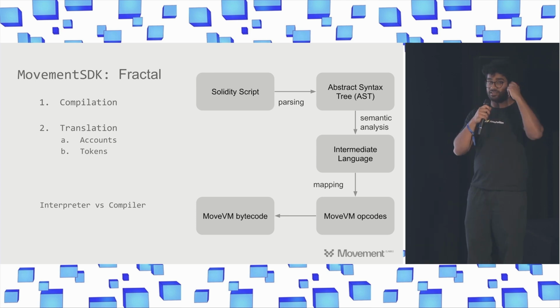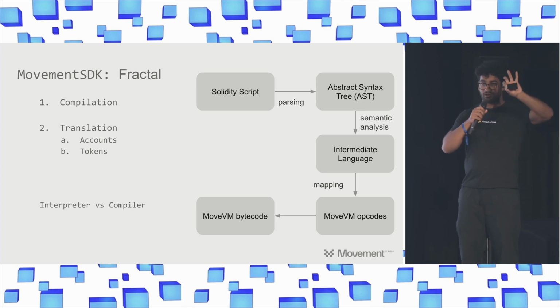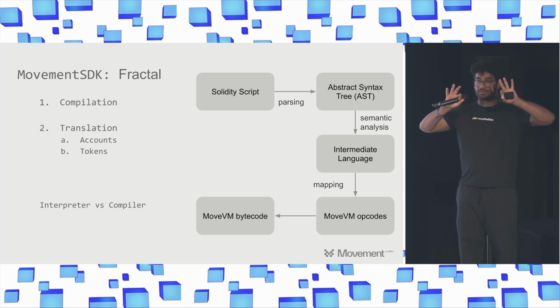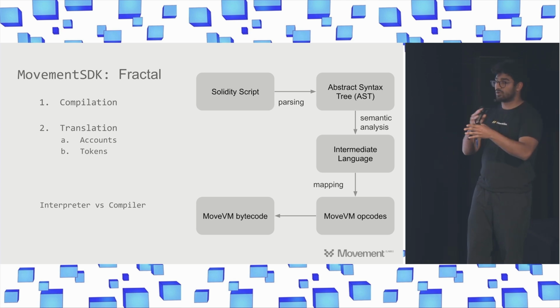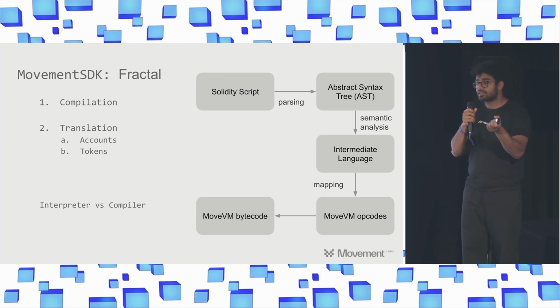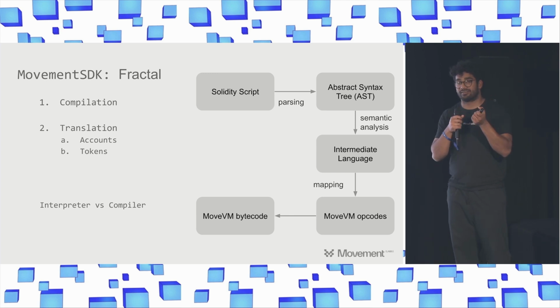But essentially, you take the Solidity script and parse it down to an AST, an abstract syntax tree. You go to an intermediary language called YUL, which is more similar to assembly. You map those YUL opcodes. So you have like 142 Solidity opcodes, you map those to the 54 Move opcodes, and you deploy them on top of the VM itself. It's similar to Solang on Solana, but actually useful.